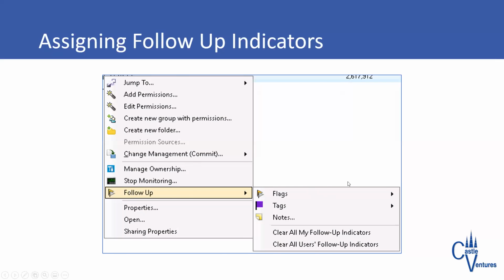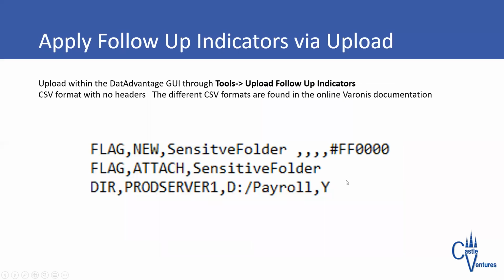And if you go in, you can also upload follow-up indicators the same way that we created flags. We can upload a CSV format. And there are different formats that are available depending upon whether you're adding a flag to a folder, removing a flag from a folder. There are a bunch of different options here, but in large projects, this can be very useful to learn how to build these CSV files. That information is available in the Varonis documentation. If you need any help there, shoot me a note and I'll show you some examples of this.